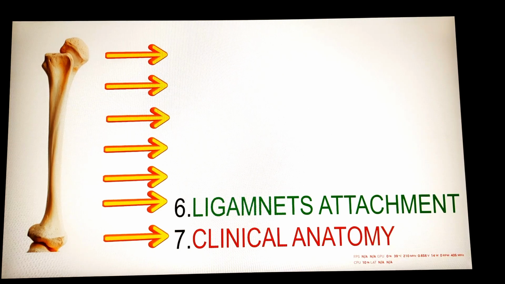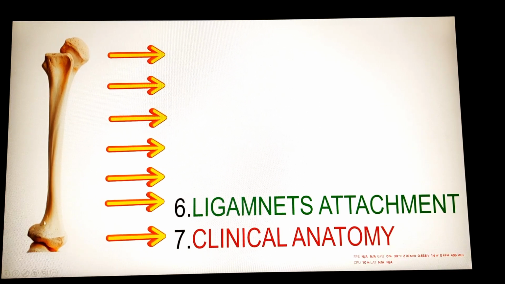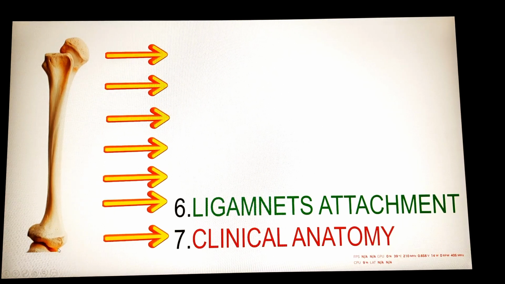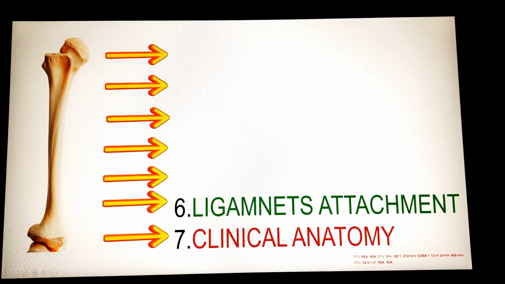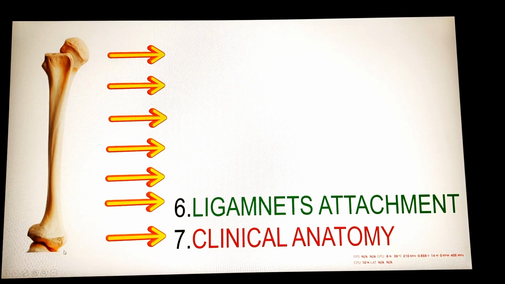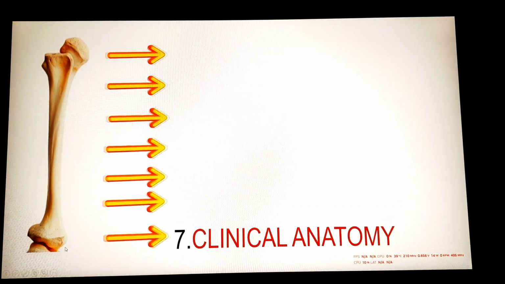Ligament is the most important structure for stability, which is attached to a bone and present near the joint to give the joint stability. We need to remember the names of the ligaments which are present with each bone to make a stable joint. And the last point is the clinical anatomy. Clinical anatomy is another part where we can learn the clinical conditions of each bone.